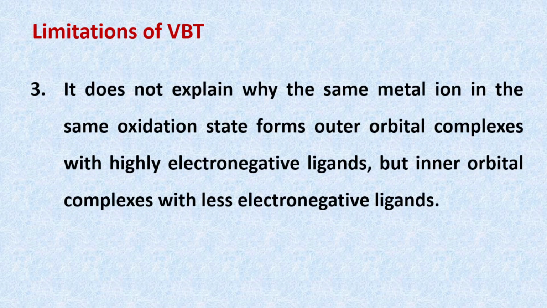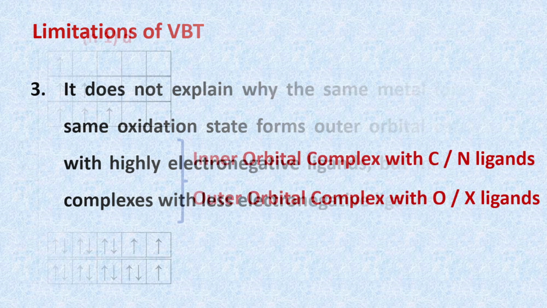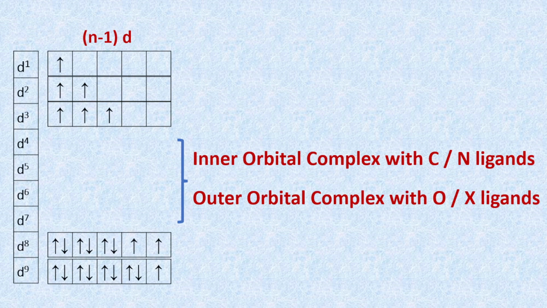It does not explain why the same metal ion in the same oxidation state forms outer orbital complex with highly electronegative ligand but inner orbital complex with less electronegative ligand. d4, d5, d6 and d7 system based metal ions form outer orbital complexes with highly electronegative ligands like oxygen and halogen and form inner orbital complexes with less electronegative ligands like carbon and nitrogen.